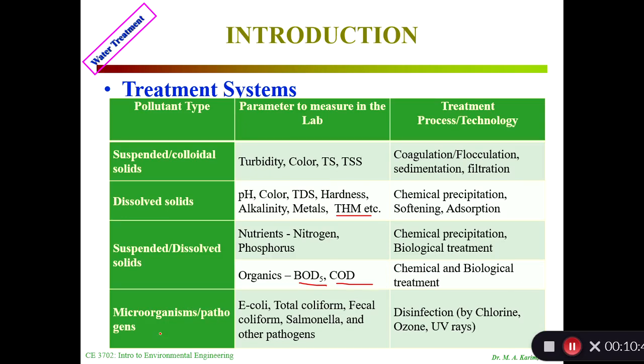Microorganisms and pathogens: E. coli, total coliform, fecal coliform, Salmonella, and other pathogens. These are the indicators of those. There could be more, but I'll just say disinfection is the treatment process that can be used to remove those microorganisms, to kill or deactivate their nucleus. One is chlorine, ozone, and UV rays. These are the three processes we can use for disinfection.